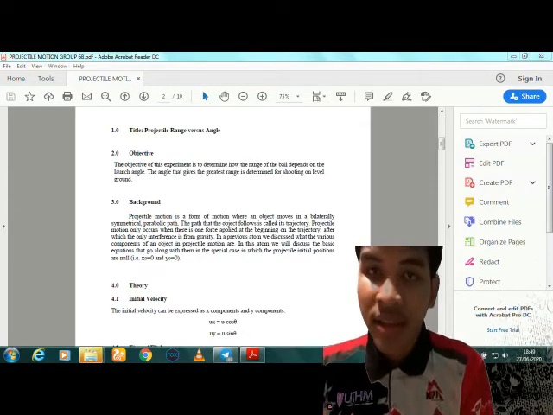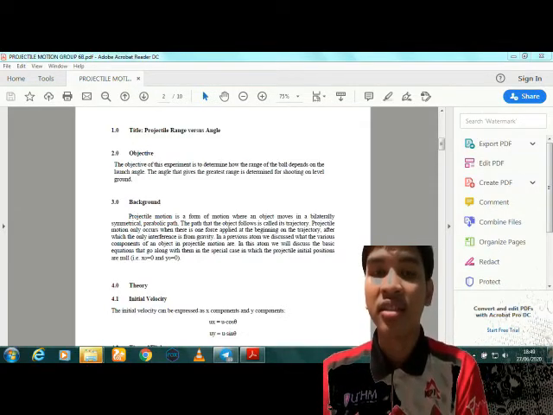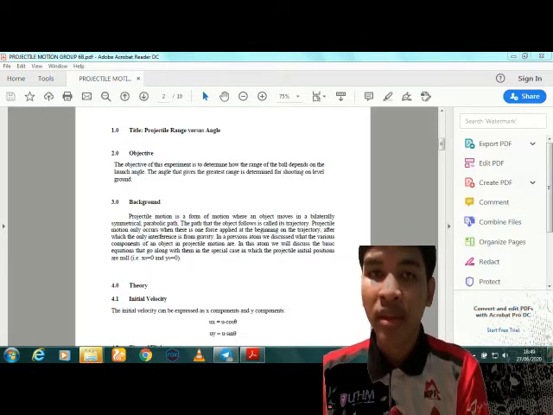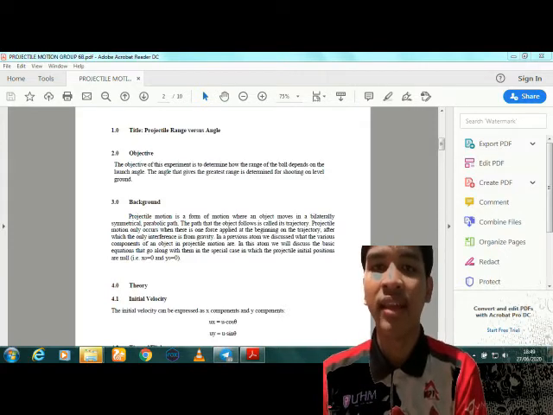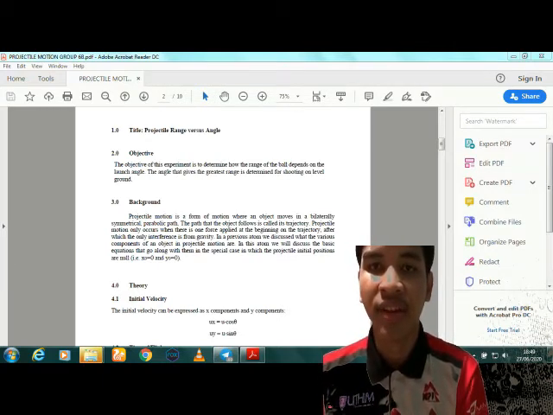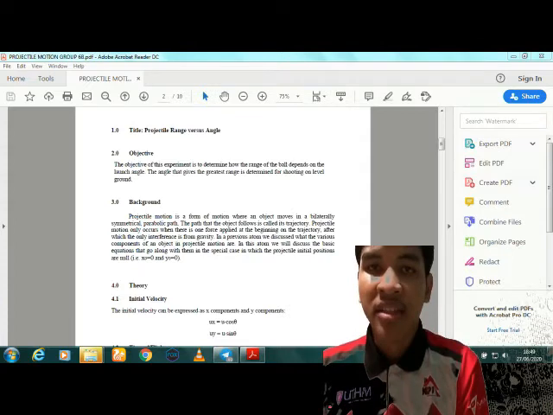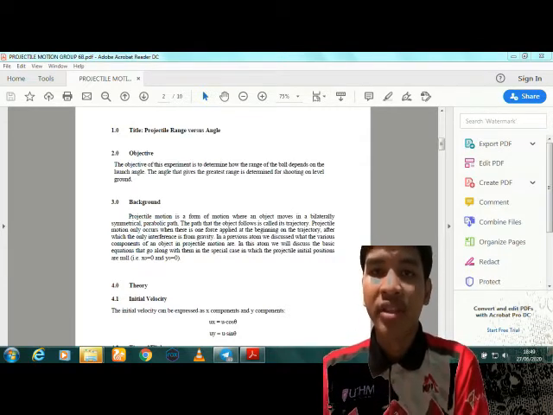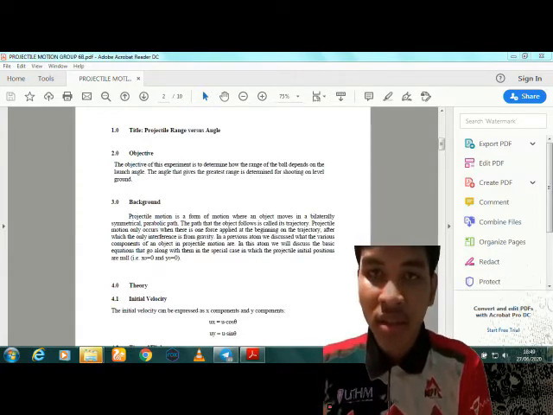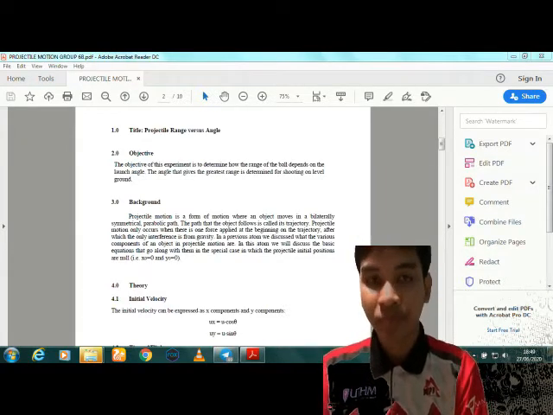Theory. First, initial velocity. The initial velocity can be expressed as x component, y component: ux equals u cos theta, and uy equals u sin theta. Time of flight. The time of flight of projectile motion is the time from when the object is projected to the time it reaches the surface. Initial velocity magnitude, angle, and projectile equation use time and initial magnitude. Theta refers to the projectile angle.